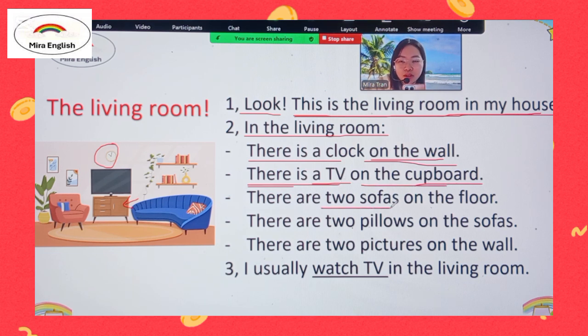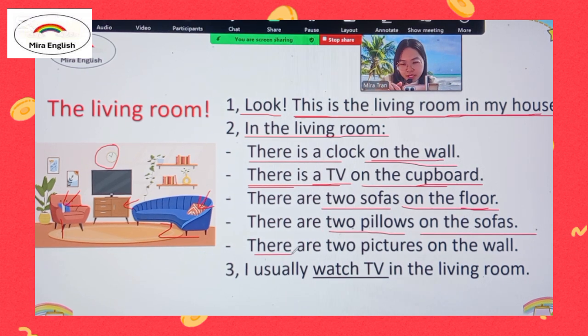There are 2 sofas. 1 and 2, okay? There are 2 sofas on the floor. Có 2 cái ghế sofa ở trên sàn nhà. On the floor là sàn nhà nhé. There are 2 pillows là có 2 cái gối ôm. There are 2 pillows on the sofas. Có 2 cái gối ôm ở trên ghế sofa.